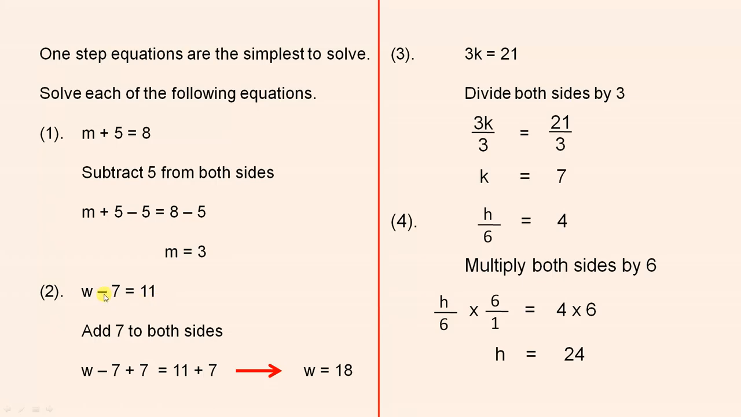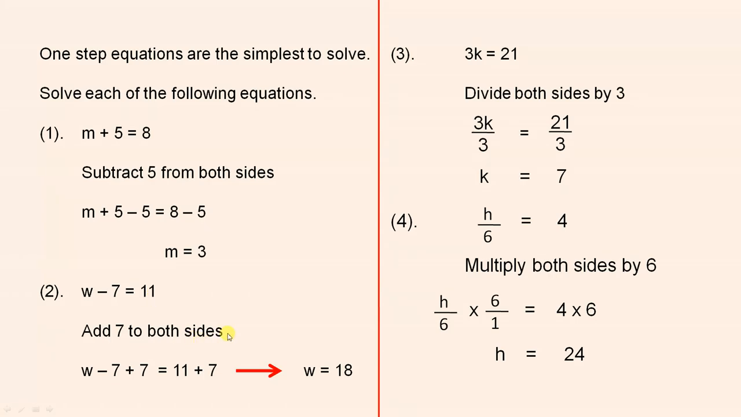Because that's a minus sign, you add 7 to both sides. So the opposite of subtraction is addition. That's why we add 7 to both sides. So w minus 7 plus 7 equals 11 plus 7. Minus 7 plus 7 cancels. 11 plus 7 is 18. So w equals 18. And you can see that 18 minus 7 equals 11.